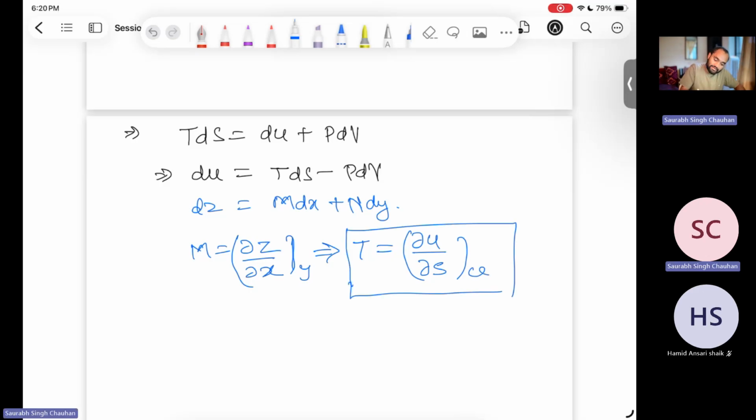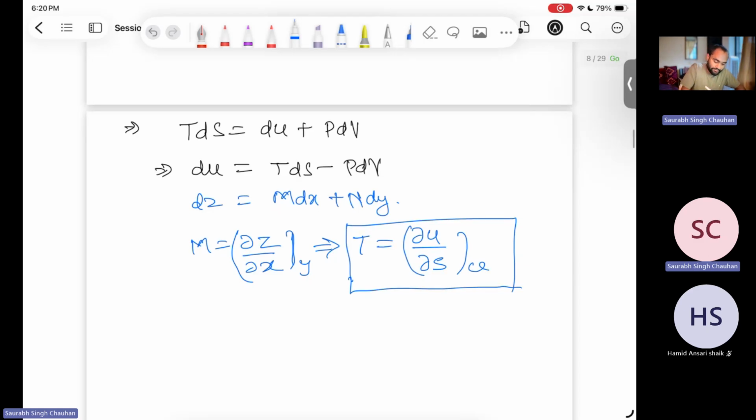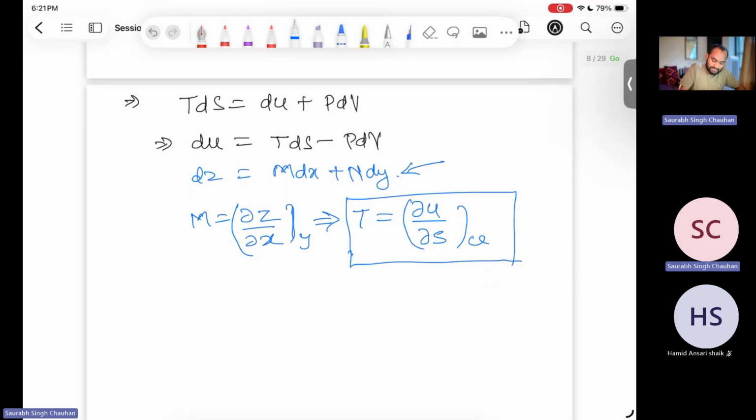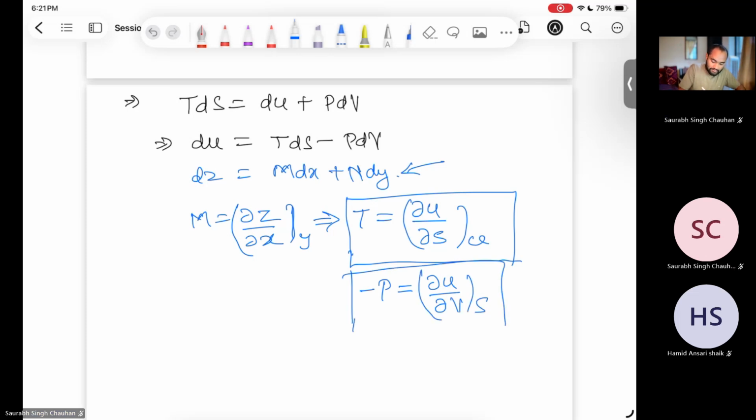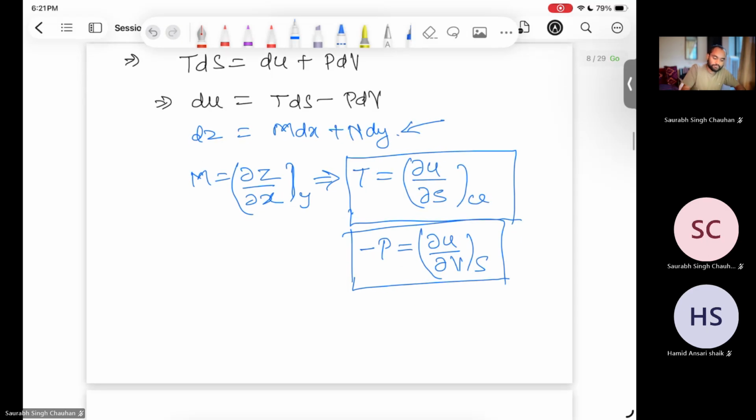Okay, so like that we use some conditions for exactness, and we can compare with this particular equation, and we can get several other relations. For example, this relation we just got. Similarly we can write for p. You can compare with n, so minus p will be equal to partial derivative of u with respect to v at constant entropy. So this is just comparing with this particular equation.